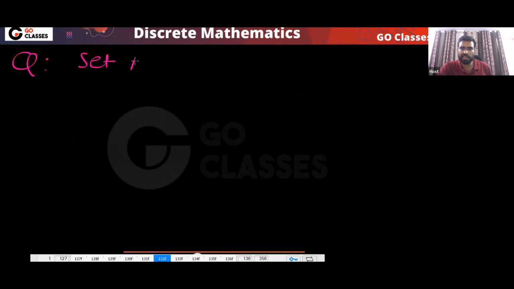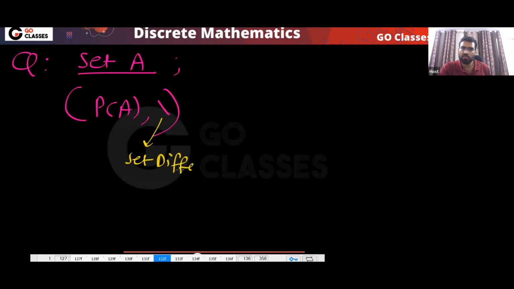Let's assume you have a set A. Then tell me, power set of A, set difference, is it closed? This is a set difference. What is the base set? Can anyone tell me here? The base set, what is this? Base set is PA, not A. Remember, this PA is the base set.